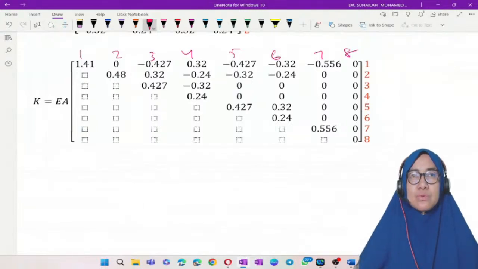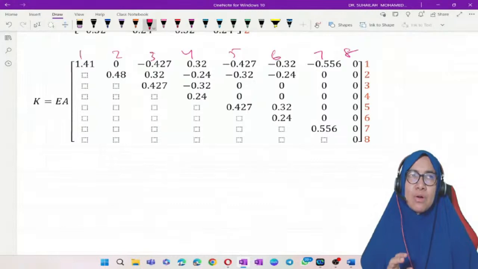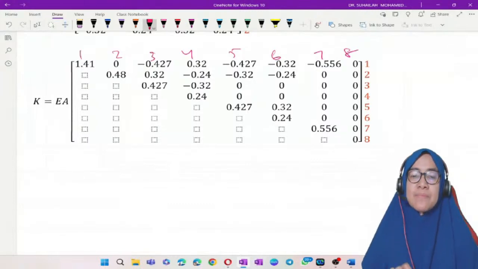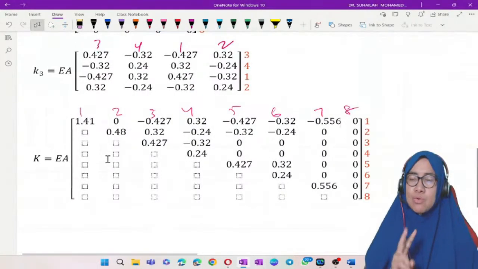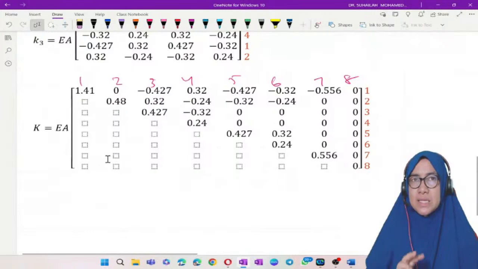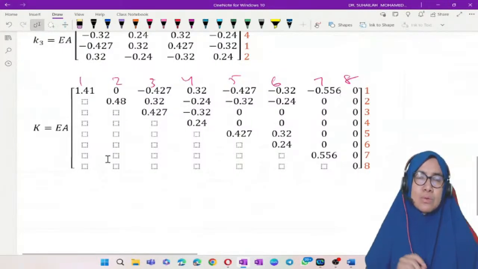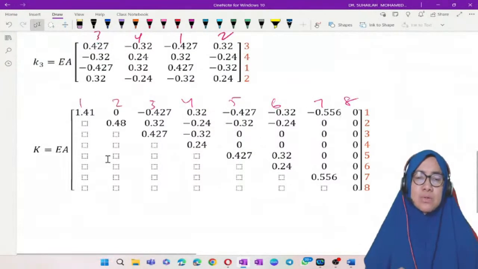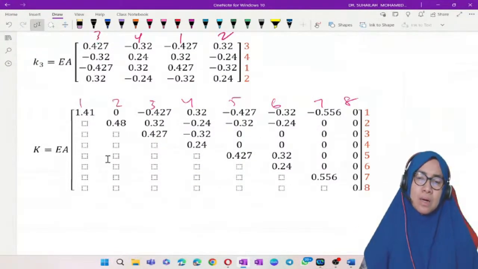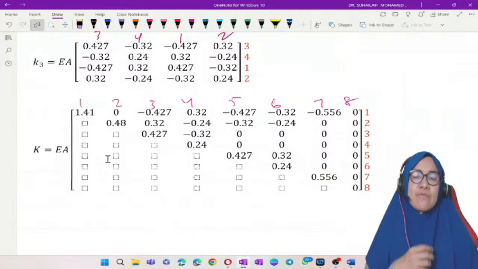Okay, now to solve for the unknown displacement, since there are only two unknown displacements, it is enough to have a 2 by 2 matrix actually. So this is what we do if the question asks us to calculate or establish the full structure stiffness matrix. But based on the question given, we don't need to give it in full.